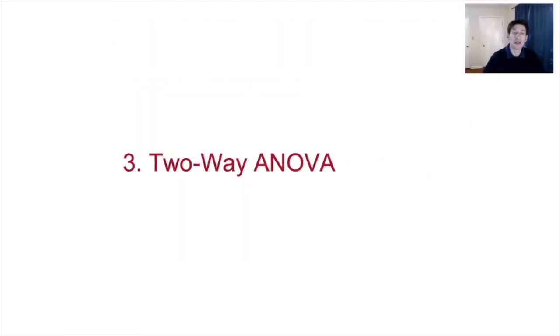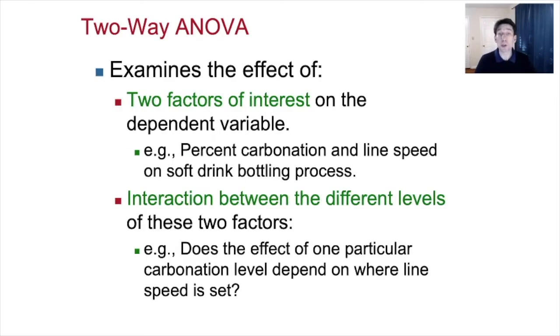Okay, so that concludes the first part of the lecture about one-way ANOVA. Second part of the lecture, two-way ANOVA. So what is two-way ANOVA? Well, it is kind of the same thing as one-way ANOVA, except in this case you have 2 factors of interest that determine your groups.